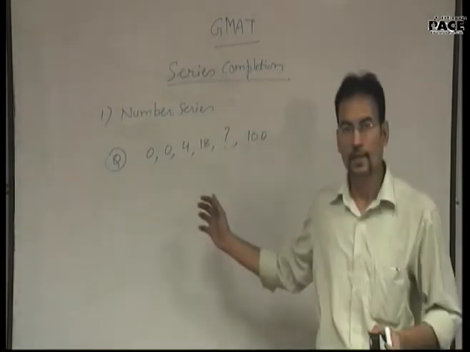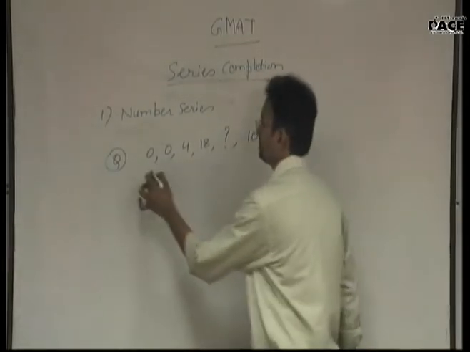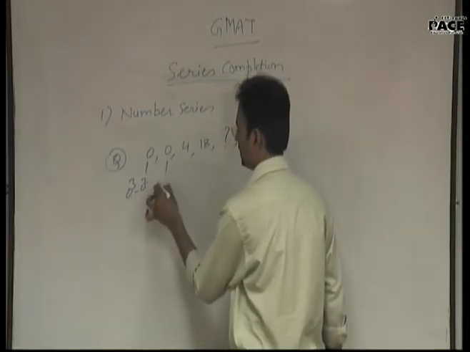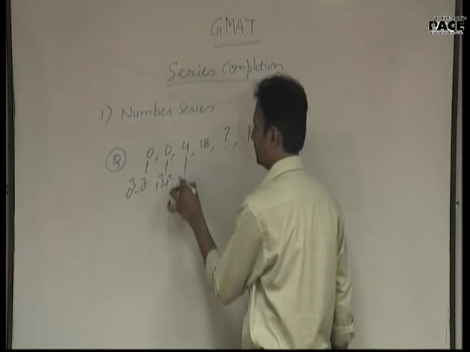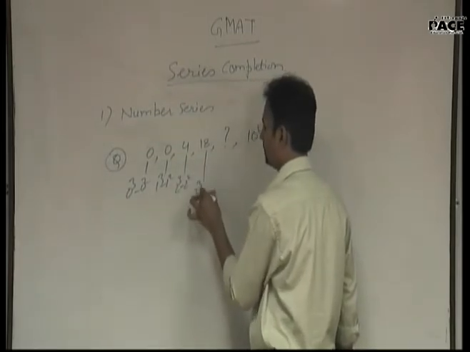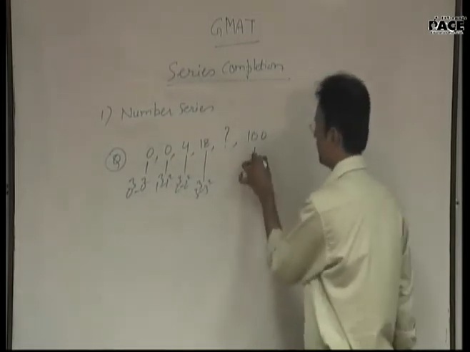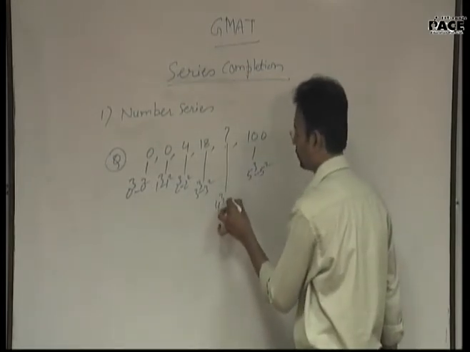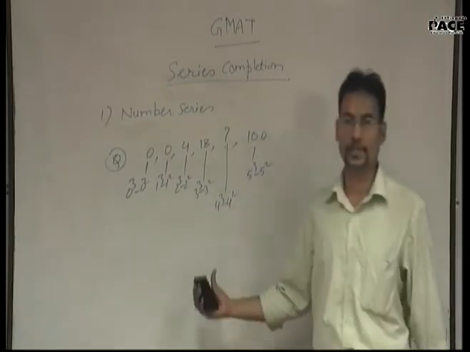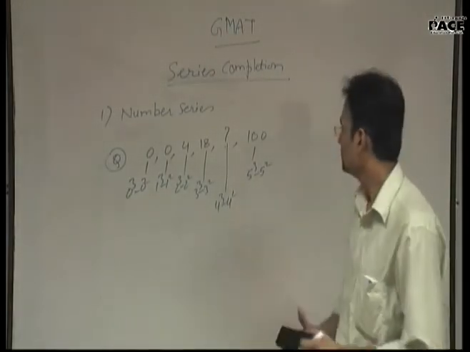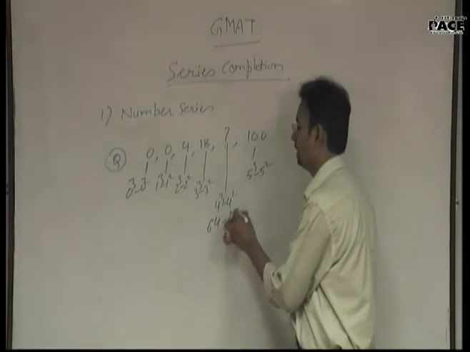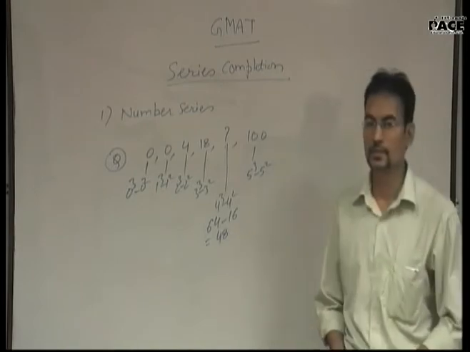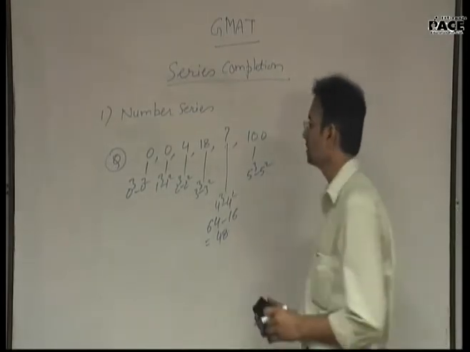So now we can start this series as 0 cube minus 0 square, 1 cube minus 1 square, 2 cube minus 2 square, 3 cube minus 3 square, and similarly 4 cube minus 4 square, then 5 cube minus 5 square. That is 64 minus 16. So 48 is the answer for this.